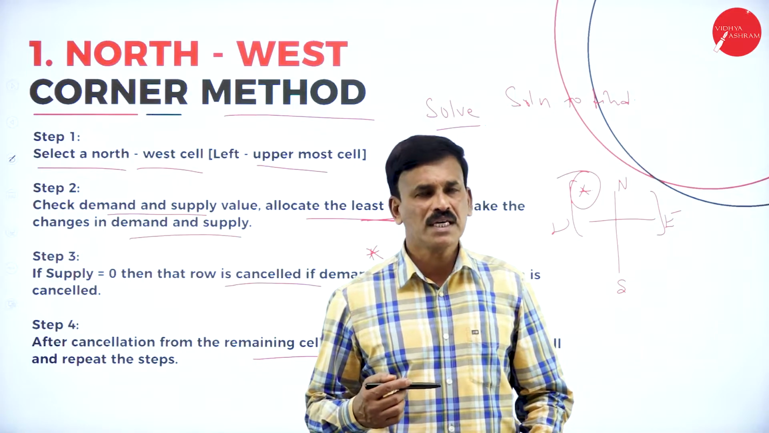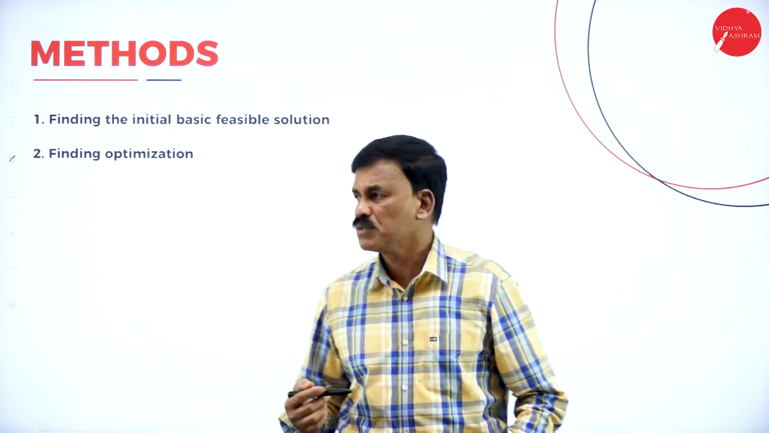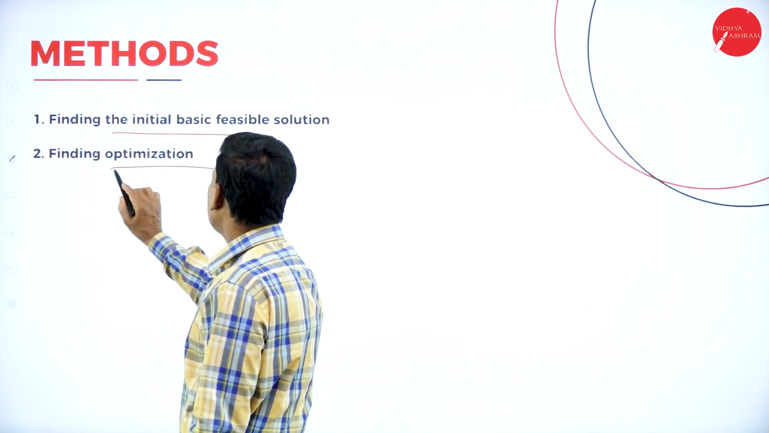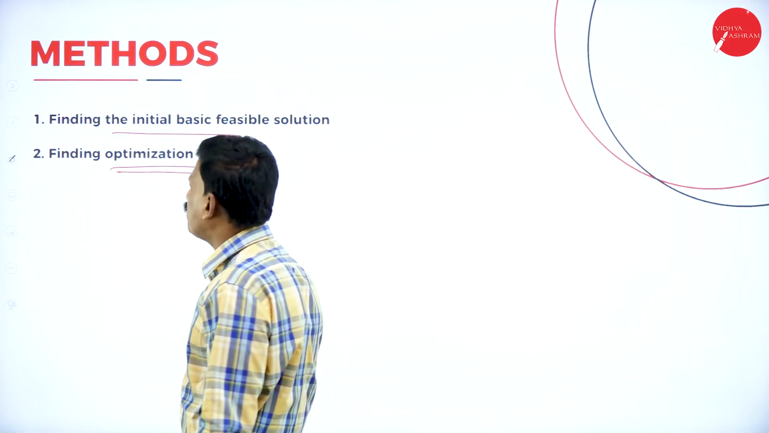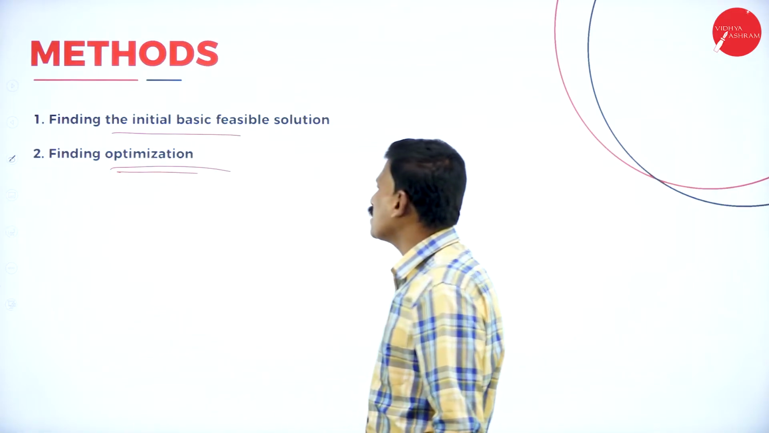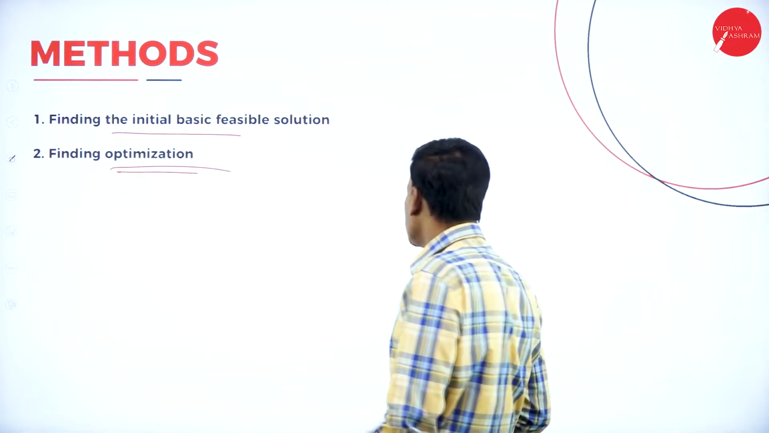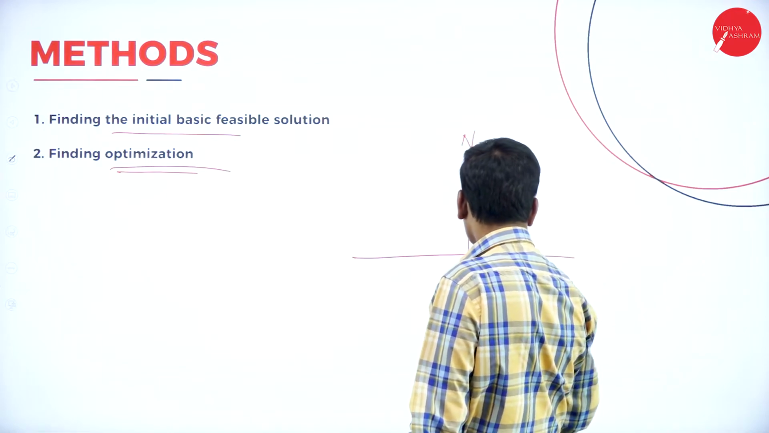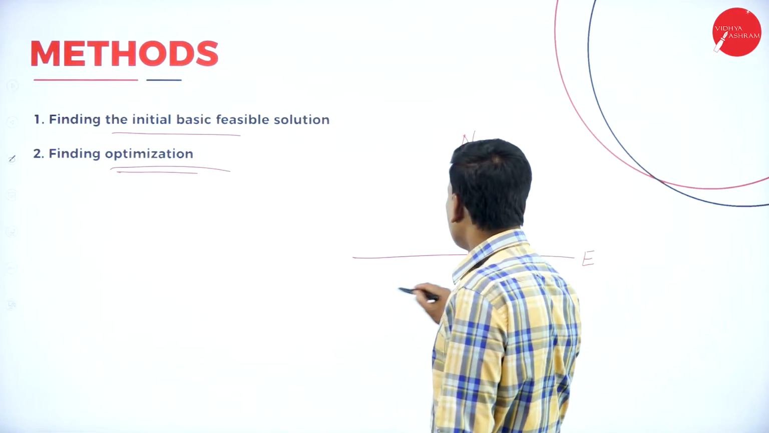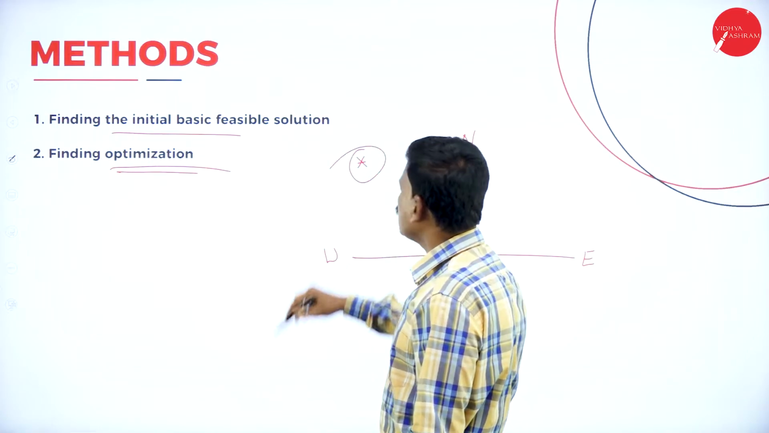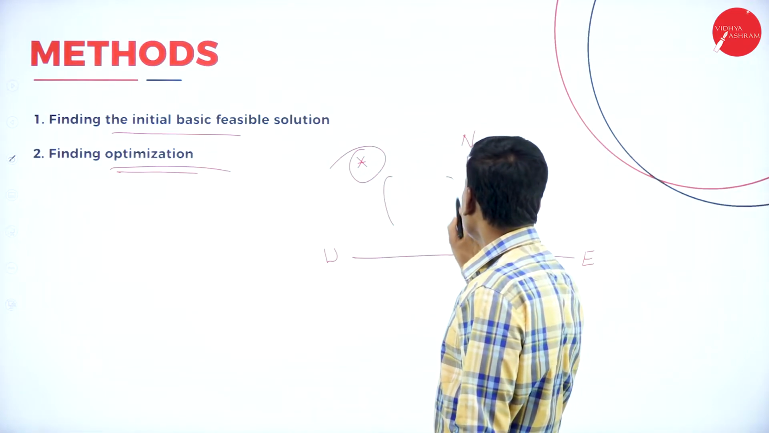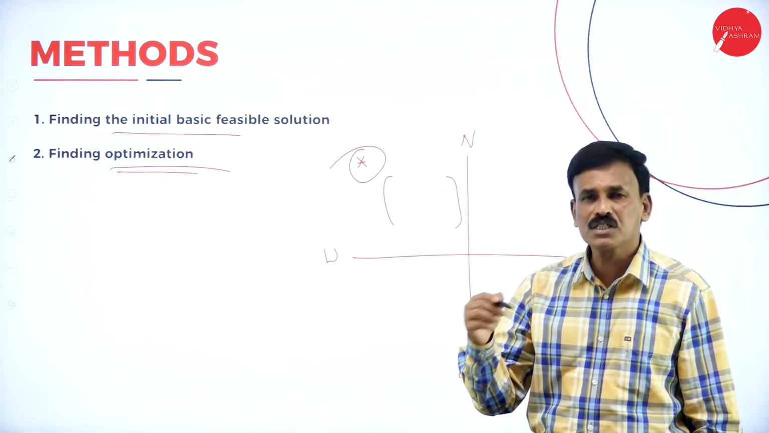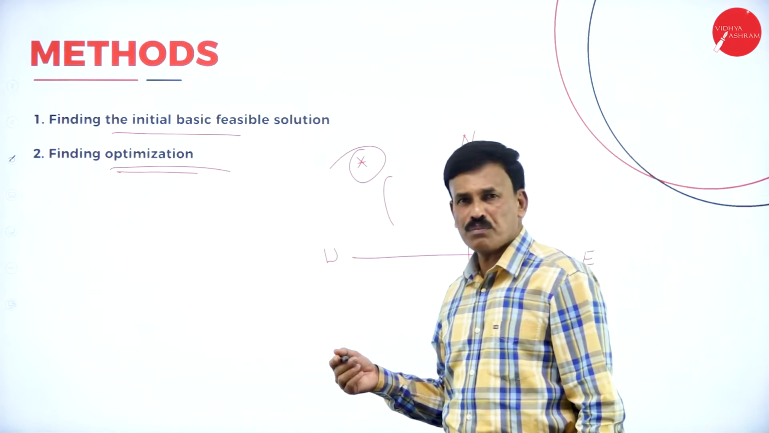Now let us take a small example to solve this type of problem. Here there are two steps: finding the initial basic feasible solution and finding the optimization of the given LPP. To find the basic feasible solution, we perform the operation: north, south, east and west, northwest. Select the element in the northwest, verify supply and demand, find the least value in supply and demand and allocate. Just go on performing the step-by-step procedure.